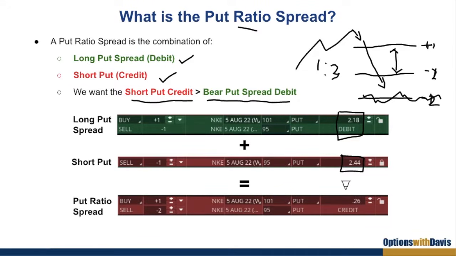So in this case, you're going to have an overall credit of 26 cents, right? That means you're receiving $26 per option contract per put ratio spread. Based on a 1:2, you're going to have $26 into your account, right? So for this put ratio spread, you can see that it's all routed as a single order ticket. You do not enter it as separate orders, you enter it all as one order ticket, and this is essentially the put ratio spread.